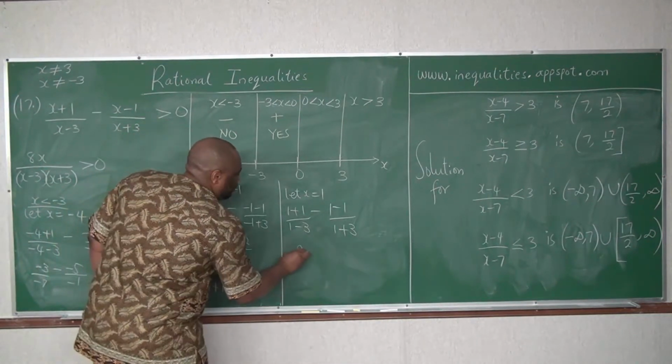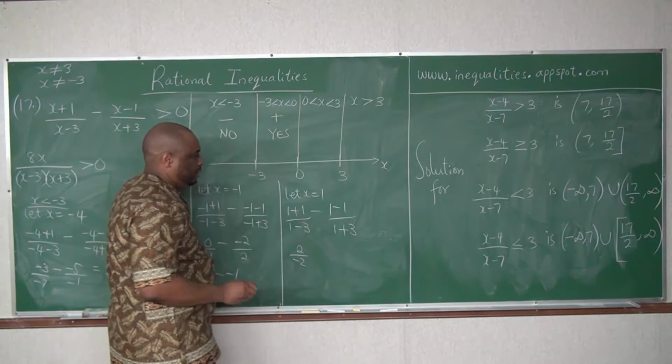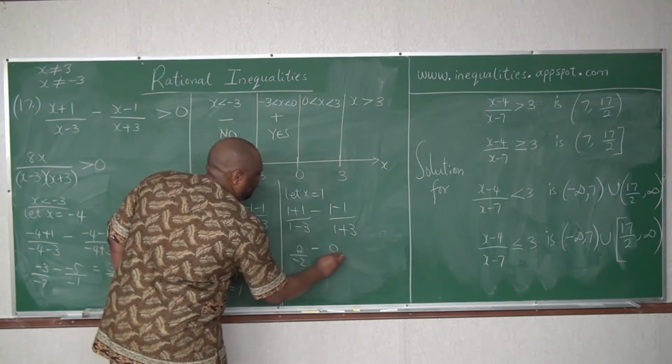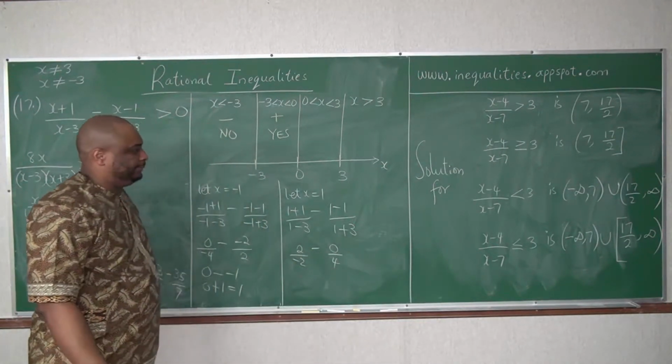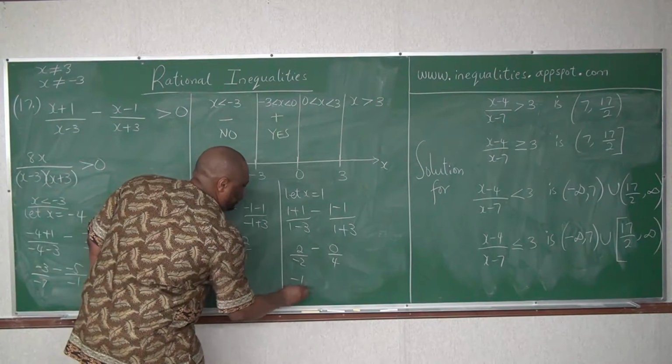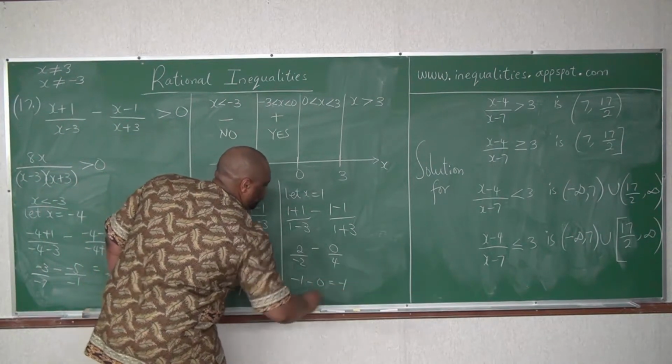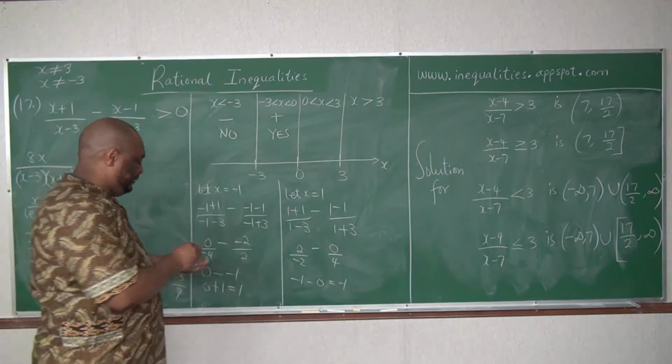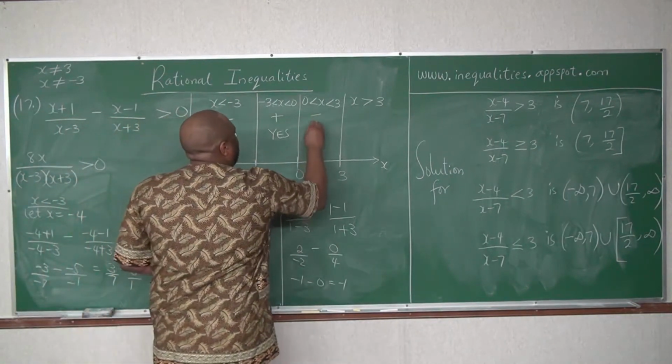So this will be 2 over negative 2 minus 0 over 4. Right? So this is negative 1 minus 0, and that is minus 1. Minus 1 is negative, and this is null.